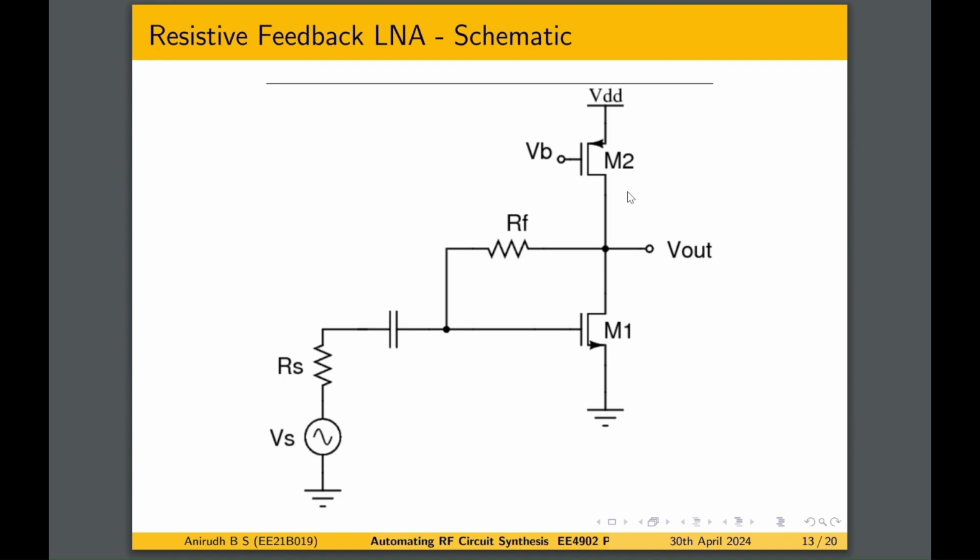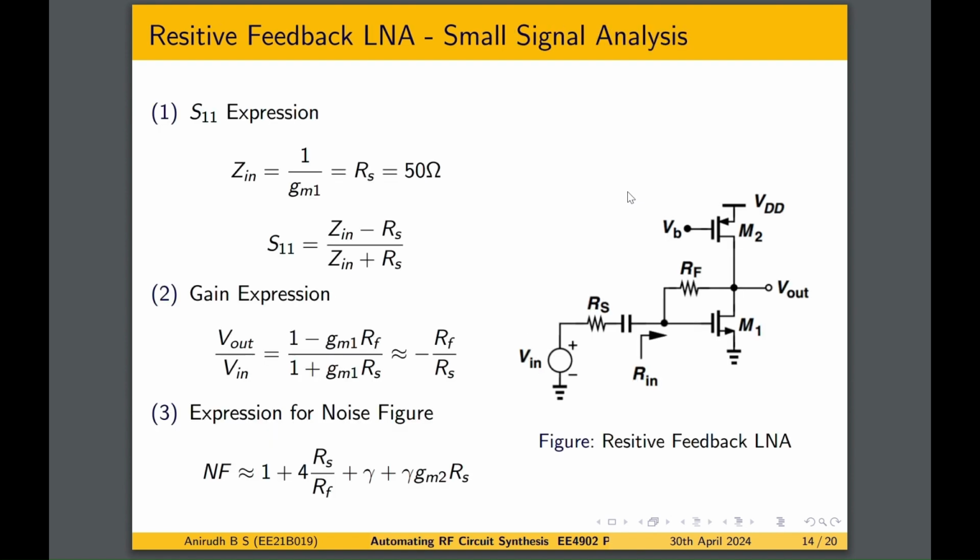This is the schematic that has been used. These are the small signal expressions. The S11 expression is the same, that is Zin minus Rs by Zin plus Rs. And the looking in impedance is 1 over GM1 for a large RF, which has been assumed. And the gain expression comes out to be 1 minus GM1 RF by 1 plus GM1 RF, which can be approximated as minus RF over Rs for large RF. And the noise figure expression is this.